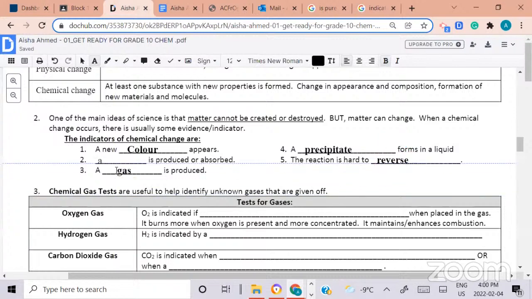An odor is produced. Actually, I don't think an odor is absorbed. I think you would put gas on top and an odor at the bottom. How could a gas be absorbed? I think you can absorb a gas. Okay, let's check it with the answers now.